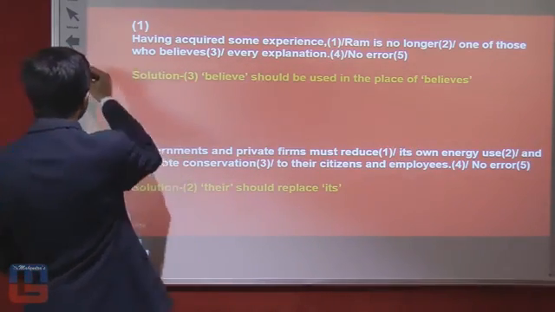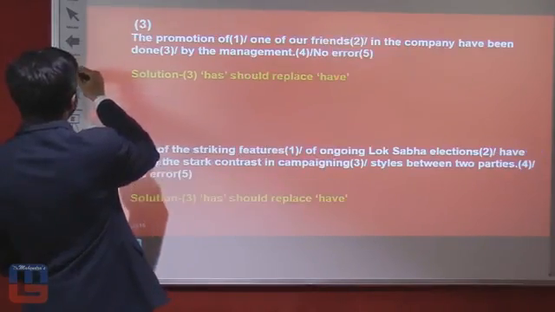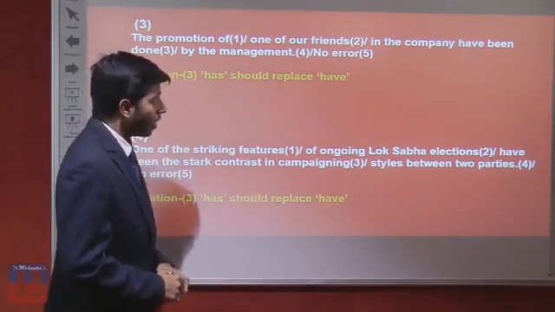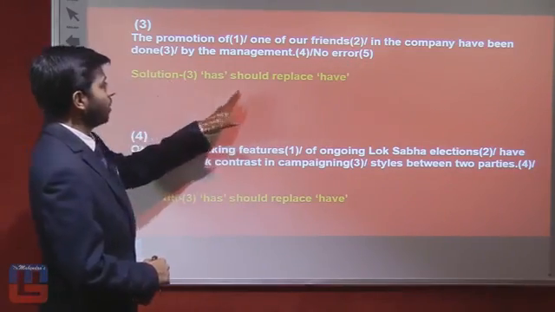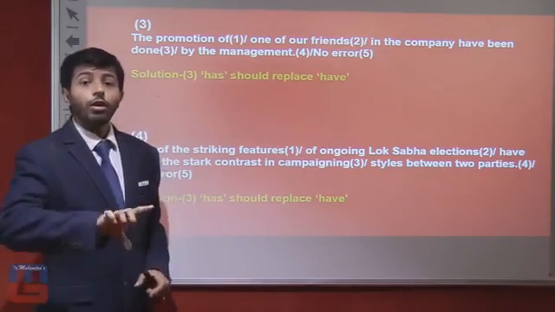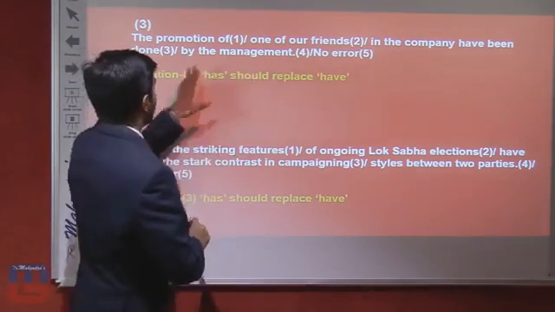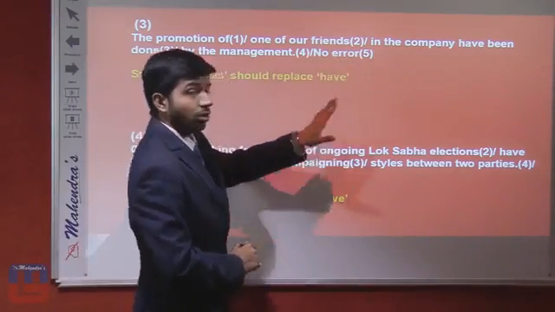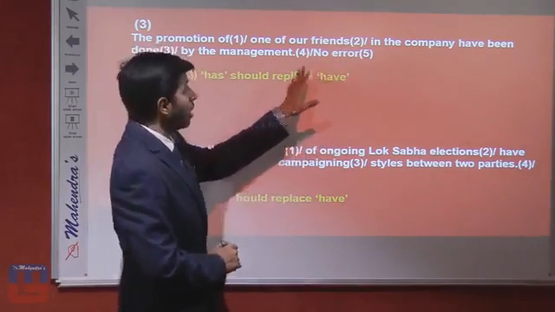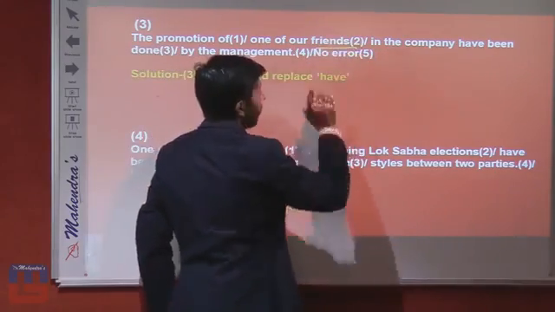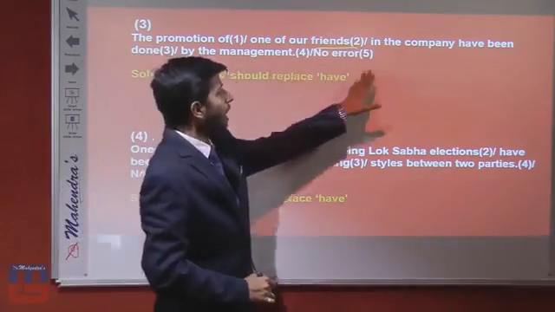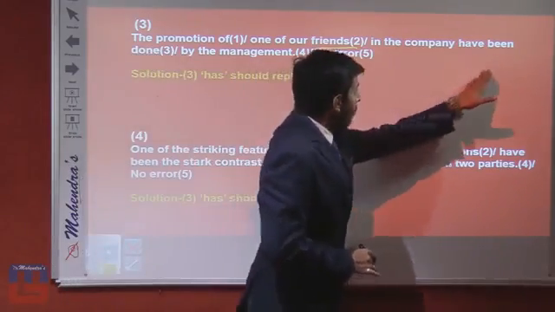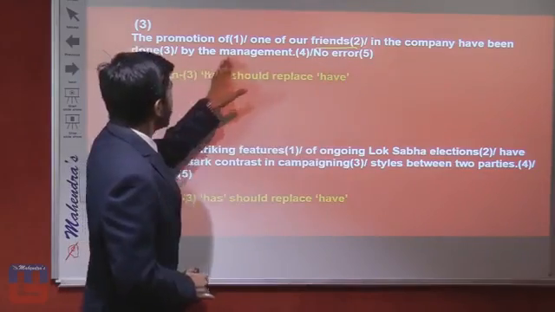So next is the next statement: The promotion of one of our friends in the company have been done by the management. No error? The promotion of, part 1, there is no error. One of our friends. You are watching here, as we have already discussed, one of plus a plural noun, so friends is given here. One of our friends in the company have been done by the management.